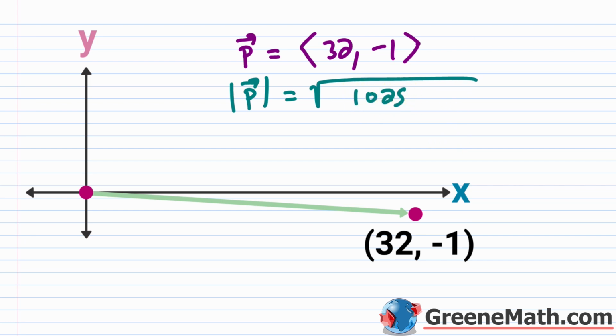Now this would be really easy to simplify with your calculator. So 1,025, you see that ends with a 5. So you can divide it by 5 and you're going to get 205. Then that ends with a 5, so divide by 5 again, you're going to get 41. So you could really say that this is 25 times 41, and we know that the square root of 25 is 5, so we can just say that this is going to be 5 times the square root of 41 for the magnitude of the vector p.